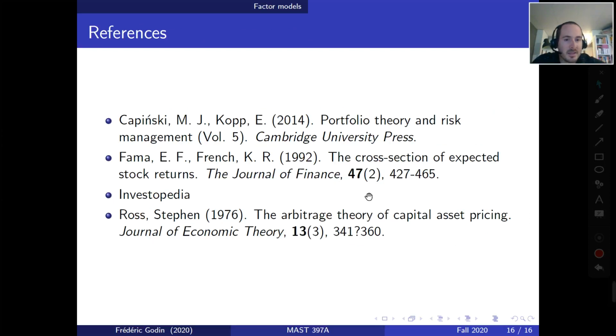So this completes the chapter. Here are the references if you're interested. Of course, you don't have to look at the references; it's only if you're curious and want to have a closer look at the theory presented here.